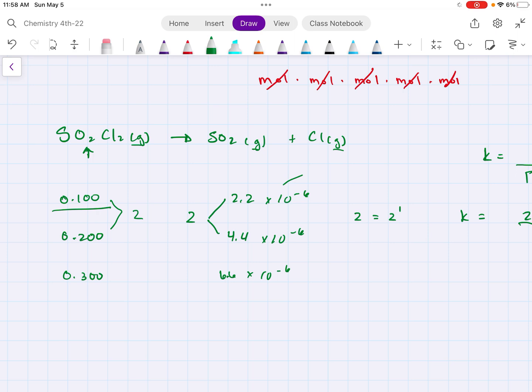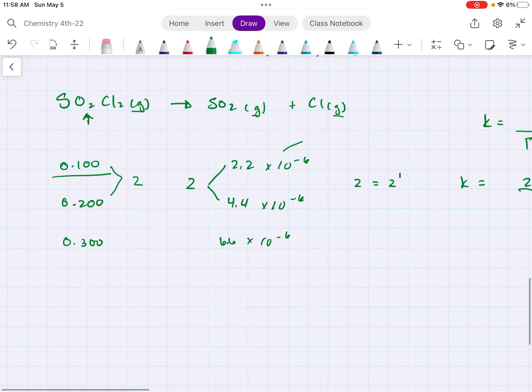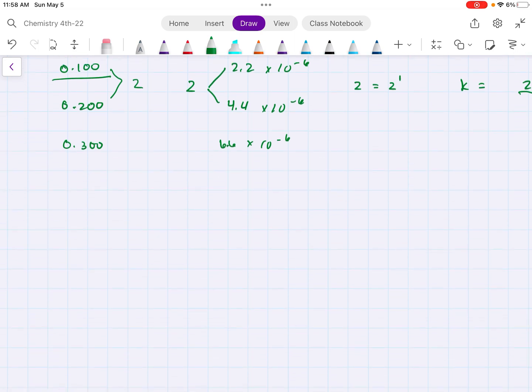I'll go ahead and leave you guys one question to work on, and let's see if you guys can figure it out, okay? So I have the following reaction, which is 2NO, this is also a gas, plus 2H2, which is also a gas.